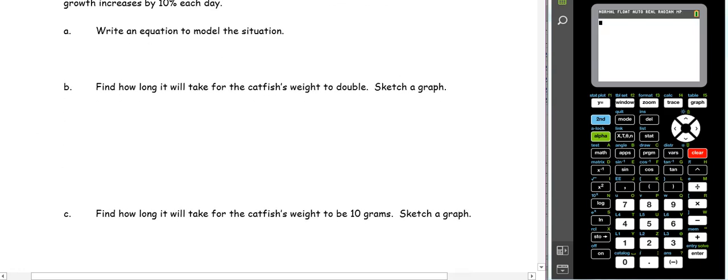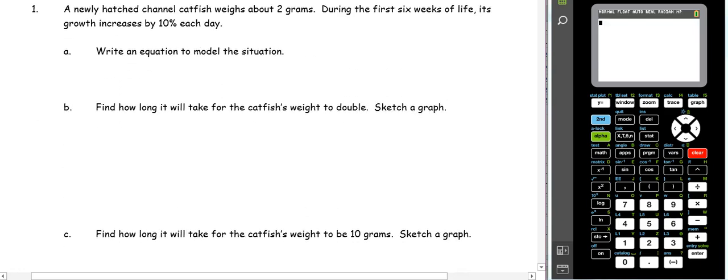So today what's going to happen is we're going to solve the problems, and we're trying to find the time that something's going to happen. So a newly hatched channel catfish weighs about 2 grams. During the first 6 weeks of life, it increases growth by 10% each day.